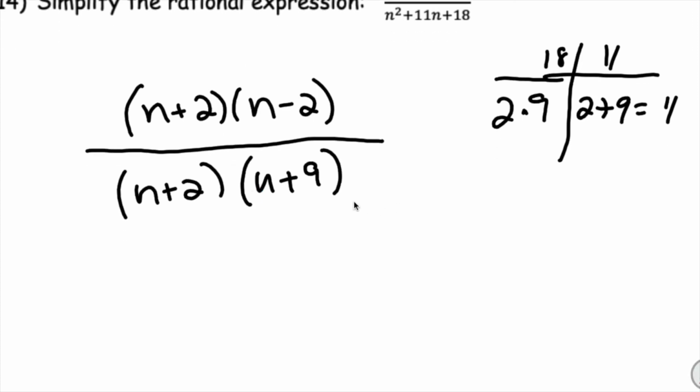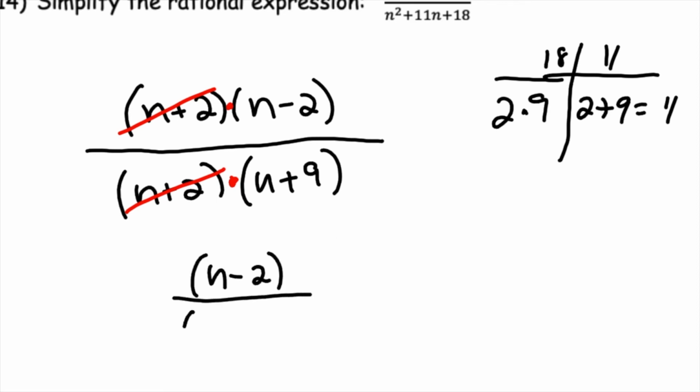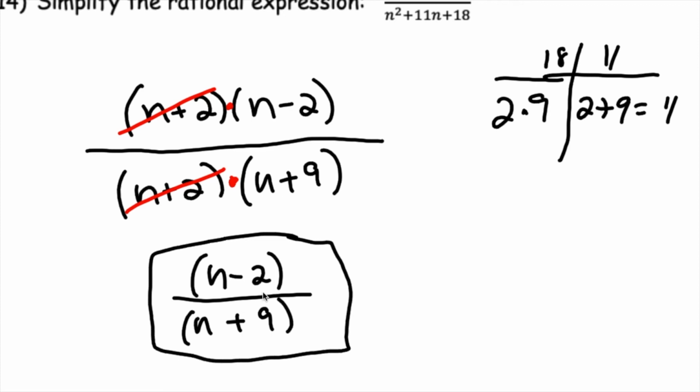Okay, remember you can only cancel things that are exactly the same over multiplication. So here's the multiplication, and here's the multiplication. What do they have in common? N minus 2. So what am I left with? Up top, n minus 2, and on the denominator, n plus 9. And that is your final answer right there. You cannot do anything else with it. Don't be tempted to cross out the n's and say -2 over 9. That's not correct. That's canceling over a positive and negative, which you can't do. You can only cancel over a multiplication.